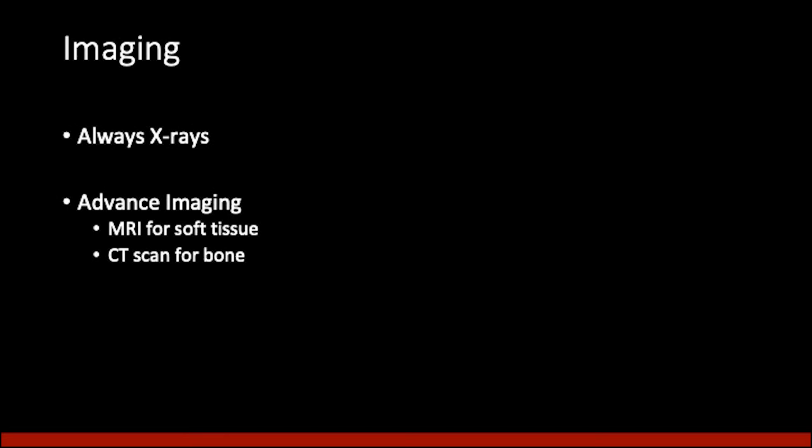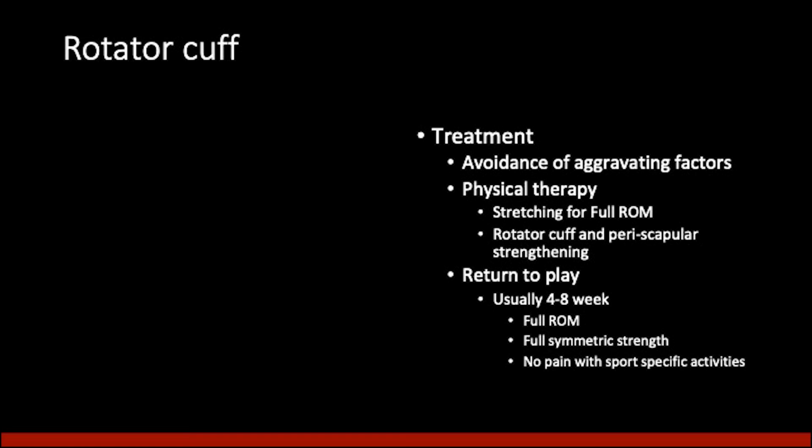We always start with x-rays. They're usually not particularly helpful. Then we typically go to advanced imaging, which is most often an MRI for soft tissue. If you've had a dislocation, you're worried there may be a chip fracture off the glenoid, then you're talking about a CT scan to more carefully evaluate that bone.